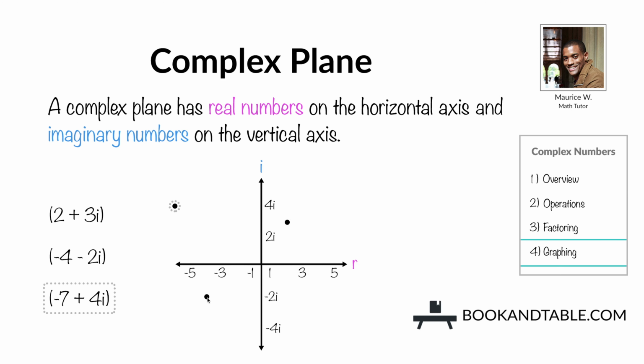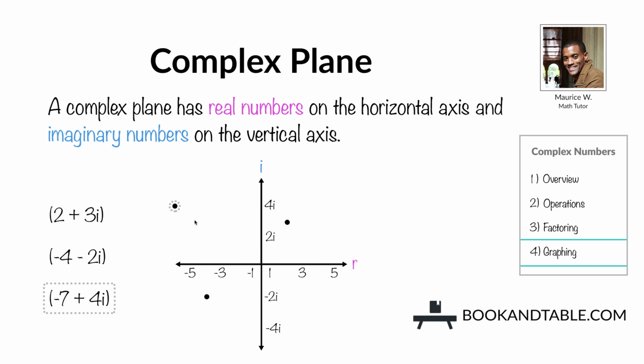And one more example, -7 plus 4i. You go to -7 along the real axis, and then you go up to +4 along the imaginary axis. And this point here would represent the complex number -7 plus 4i.